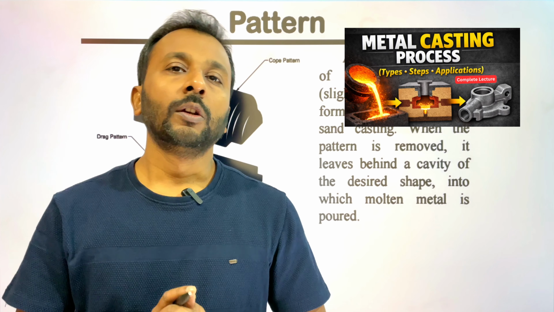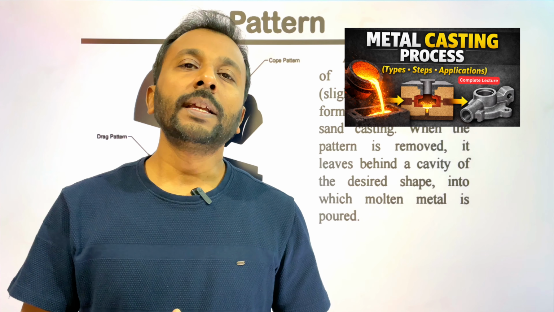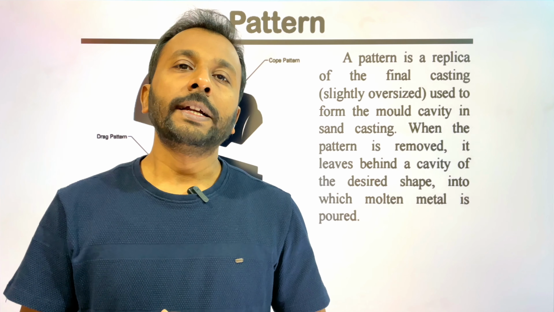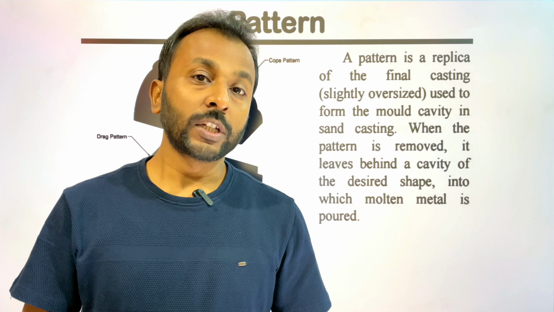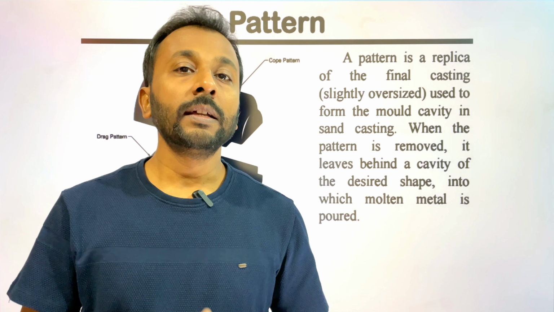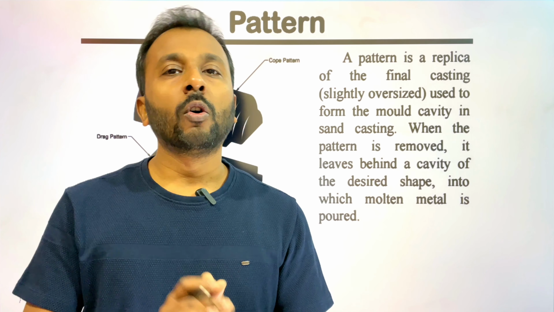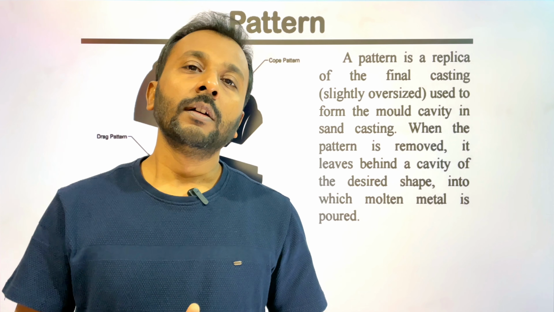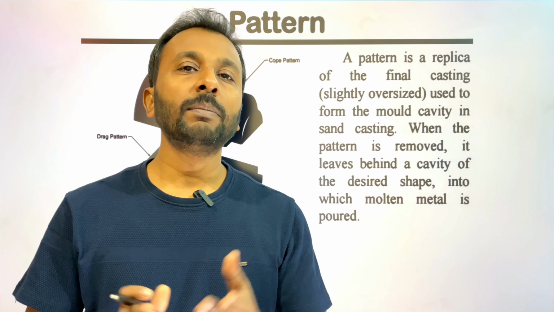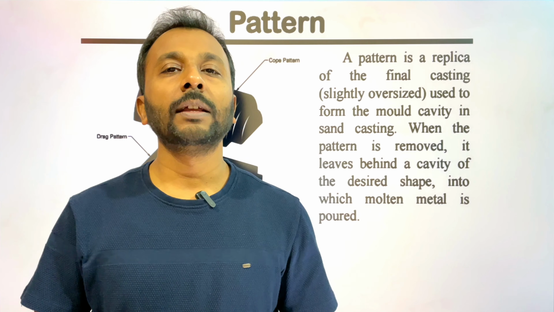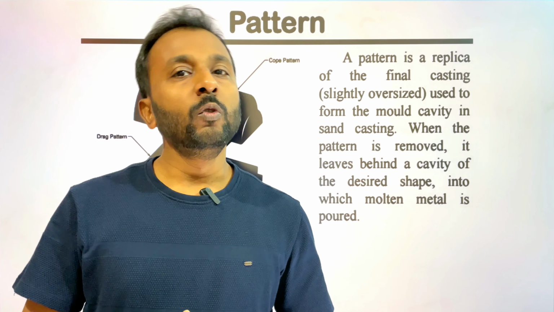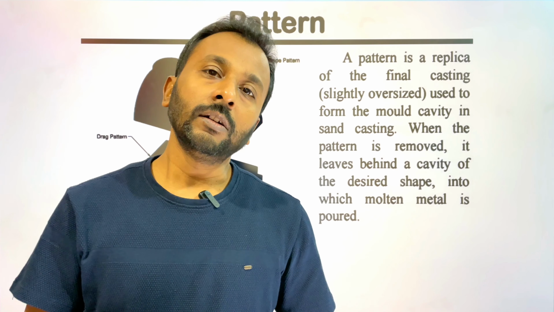So what is pattern? So pattern is a replica of the original product. If we want to create a product using molding process, or we want to create a casting, then we have to first create the duplicate of the original product. That is called pattern. So pattern can be any kind of material. It can be wood, it can be metal, it can be plastic, or any kind of material which I prefer to use, or which is very useful for that casting operation.